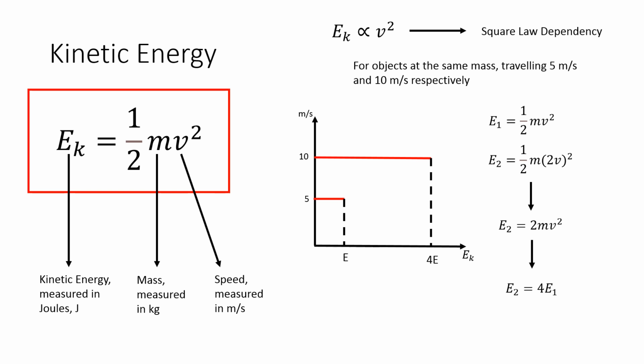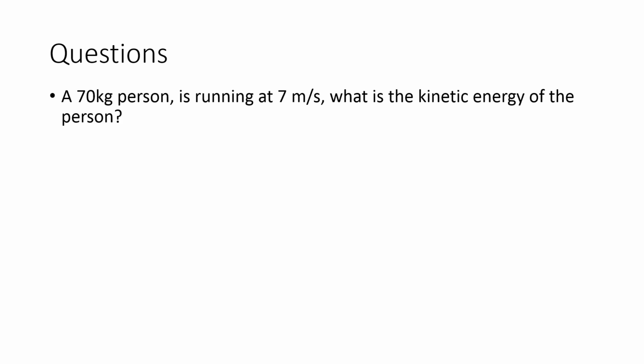This is a key thing about square law dependency that you need to be aware of. So we're just going to go over a quick question, just so you can put into practice what you've learned in this. So a 70 kilogram person is running at 7 meters per second. What is the kinetic energy of the person? So I'll just give you a few seconds just to have a think about that question.